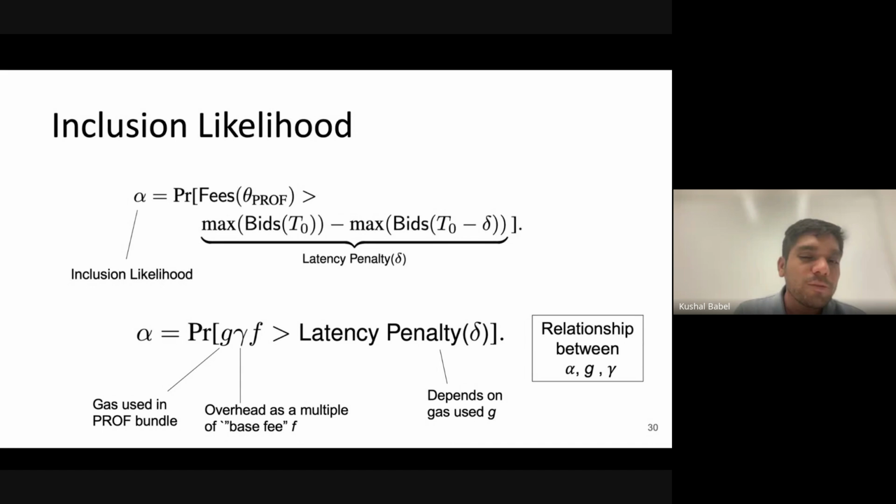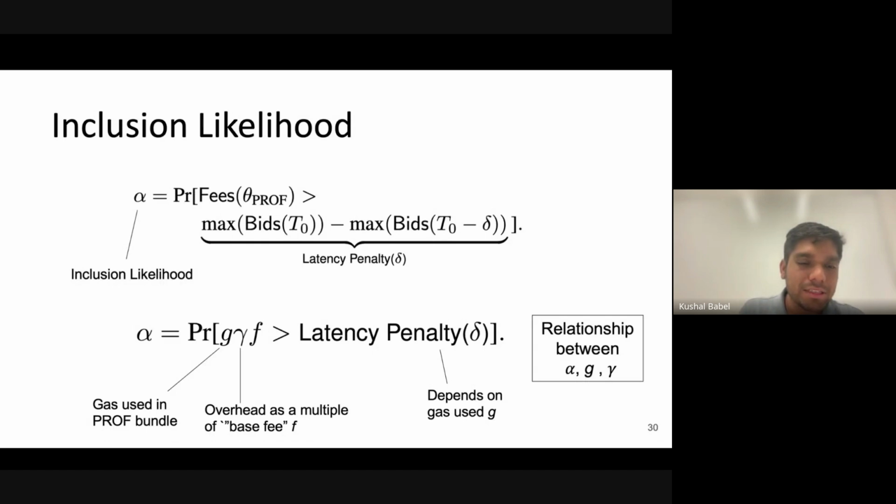And that should be greater than the latency penalty in the auction, which is coming from the latency delta. The latency delta itself depends on the gas used in the PROF bundle most of the time. If the PROF bundle is larger in terms of the gas used, then it takes more time to append that bundle to the auction block. So the delta latency itself depends on G.